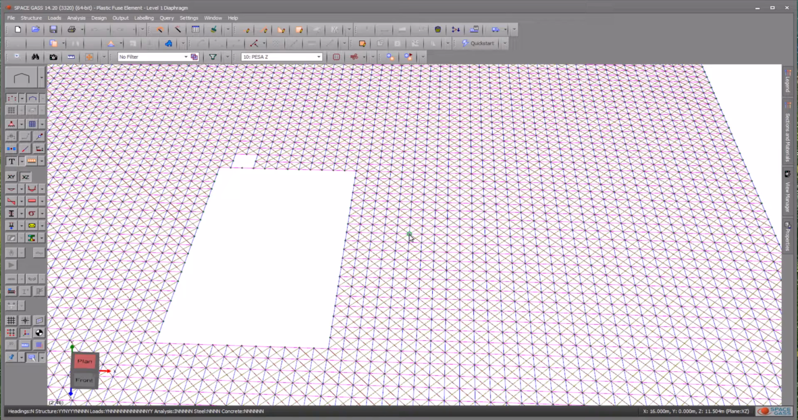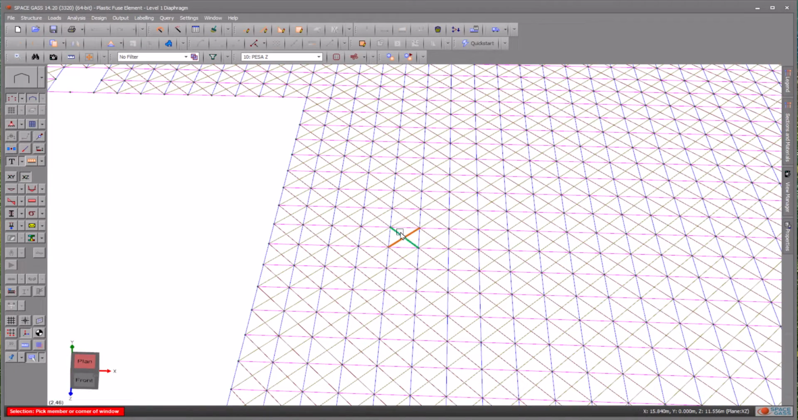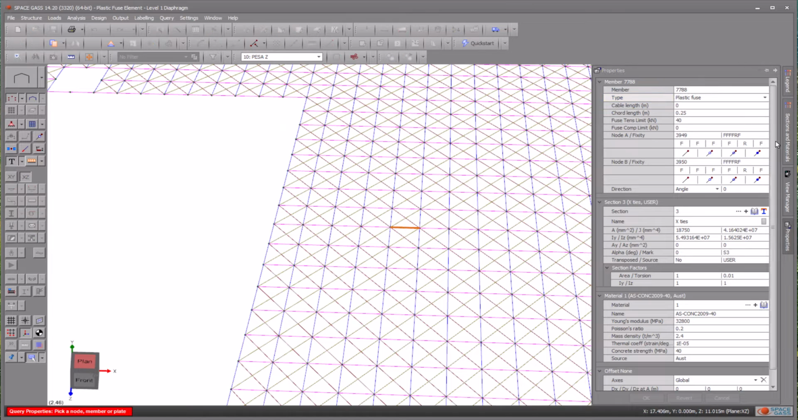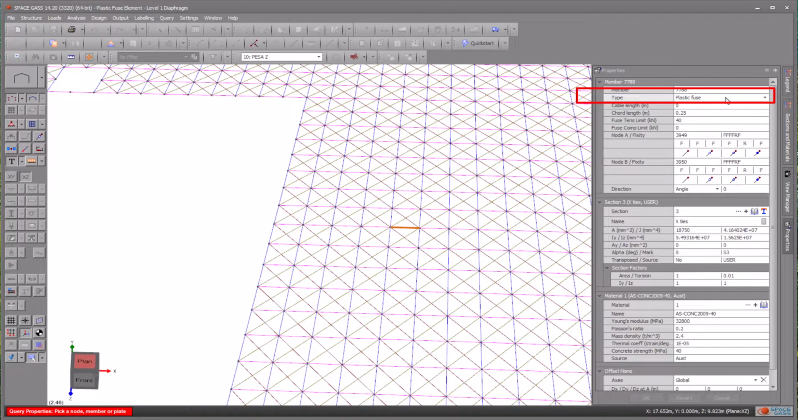You can set a member as a plastic fuse member by double-clicking it and choosing plastic fuse as the member type in the properties form. Remember, two unique attributes need consideration: the fuse tension limit and the fuse compression limit. As stated earlier, the axial force in the member won't exceed these limits.